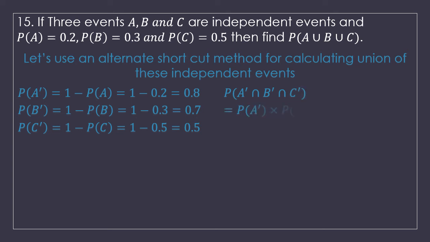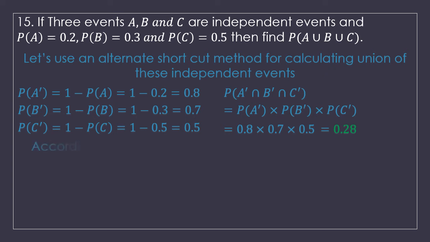So A dash intersection B dash intersection C dash, because those are independent events, it's just the multiplication of them, 0.8 into 0.7 into 0.5. The answer will be 0.28. Yes my dear friends, the answer is 0.28. Now of course this is not the final answer, because A dash intersection B dash intersection C dash does not equal A union B union C. Let's see how we can calculate this.